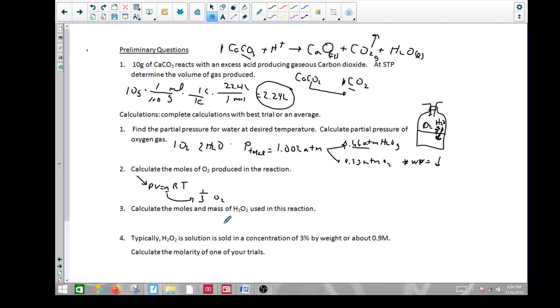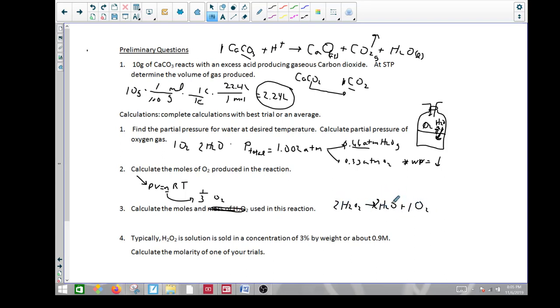Determine the moles and mass of H2O2 used in this reaction. I'm just going to go with the moles on this. I'll cross out mass because I adjusted our objective to the molarity of this. So I want moles. So I have to jump from the H2O2 that produces H2O and O2. So there's 2 of these and 2 of these and 1 of these.